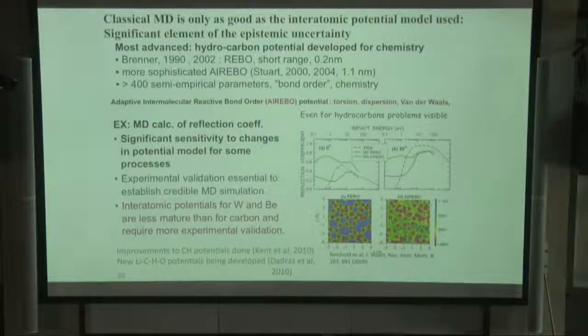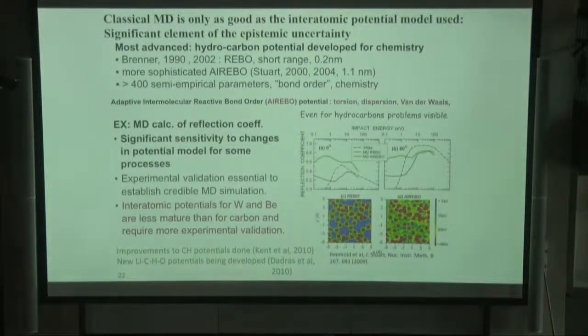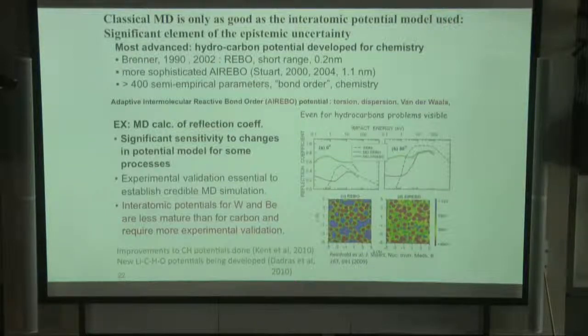And even with that potential, we compared, let's say, the reflection coefficient with TRIM and with REBO and AIREBO, which are two flavors, let's say, of the carbon hydrocarbon potential. You see how big the differences are even for these two flavors at low energies. And this is the feeling of the lattice with the deuterium. So AIREBO has long-range interactions. REBO has short-range interactions. That's the difference. No charge, but long-range.